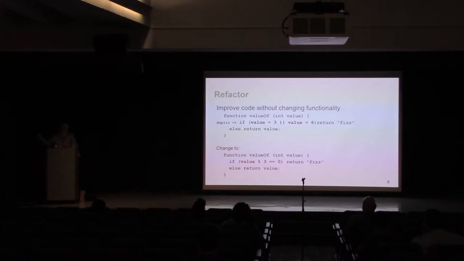Imagine you had tested for 9 also, and you said or 9. Then you would start to see the duplication even more. So here, you notice the duplication. You say, okay, let me try to get rid of that duplication. They're both divisible by 3, so let me just change that to: if the remainder of value divided by 3 is 0, return fizz, else return value. You run all your tests again, they all pass. And you've refactored it, and because you have an extensive set of tests, everything passes. You can be confident in your refactoring.